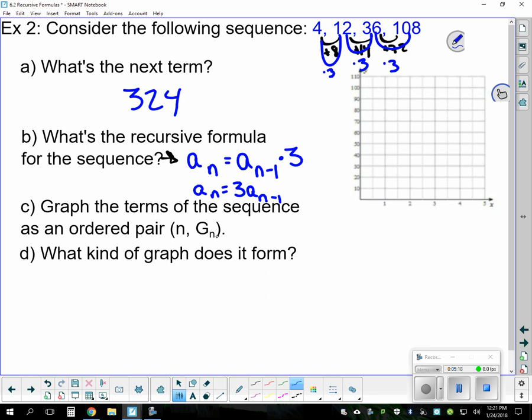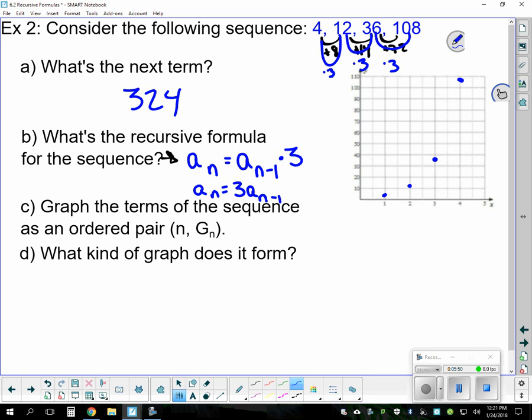Graph the terms of the sequence as an ordered pair. So n, of course, is the number of the term, and g sub n is going to be the actual term number. So my first term is 4, so 1, 4. My second term is 12, 2, 12. My third term is 36, so 3, 36. My fourth term is 108, 4, 108. My fifth term is 324. That's not going to fit on my graph.